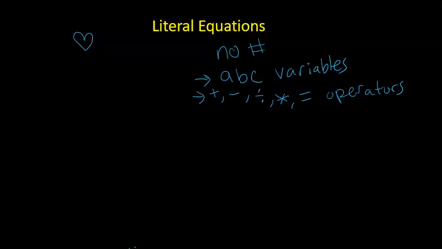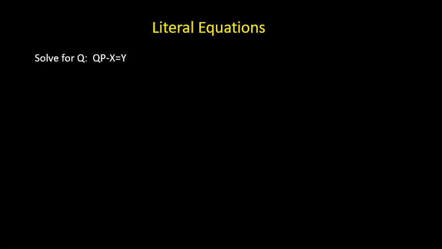So let me give you an example. Here's how the directions are in the question. It says solve for Q. So we know we're going to isolate Q. I'm going to rewrite this because I guess I'm getting older and it's kind of hard to see. Okay, so I have QP minus X equals Y, and I got to get this guy by itself.